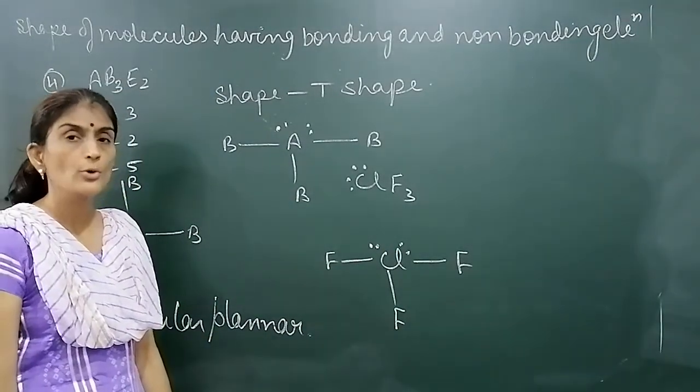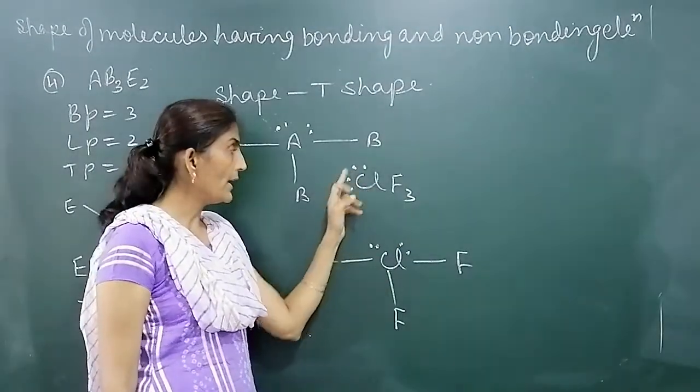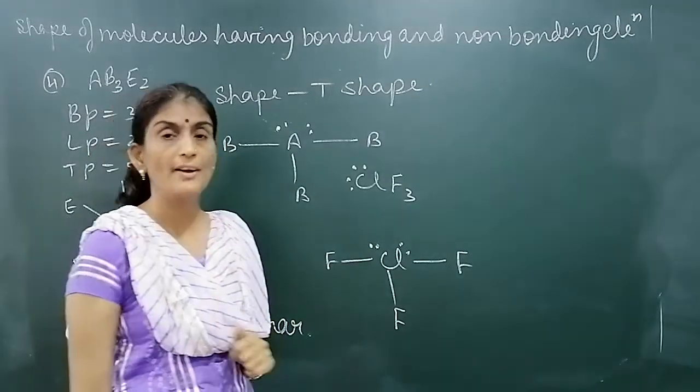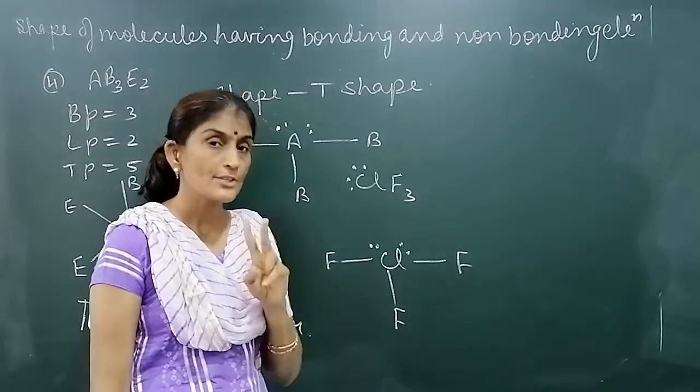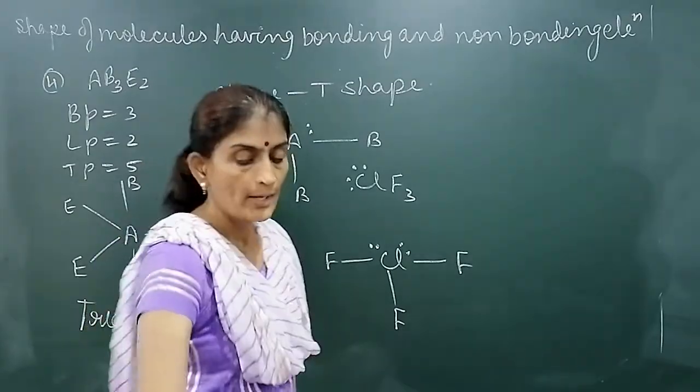So all those molecules in which the central atom has total 5 electron pair, 3 bonding and 2 lone pair, its geometry will be planar triangular due to presence of 5 electron pairs. But as 2 are lone pair, its shape becomes T shape. Okay. Next.